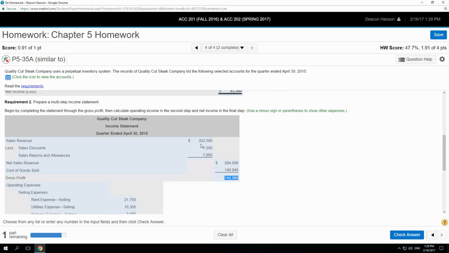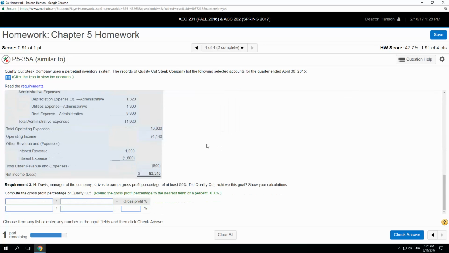Go ahead. Could you scroll down? I missed the last part. Oh, okay. So that's the last category. Wanted to see the last part where we put the other revenues and expenses.